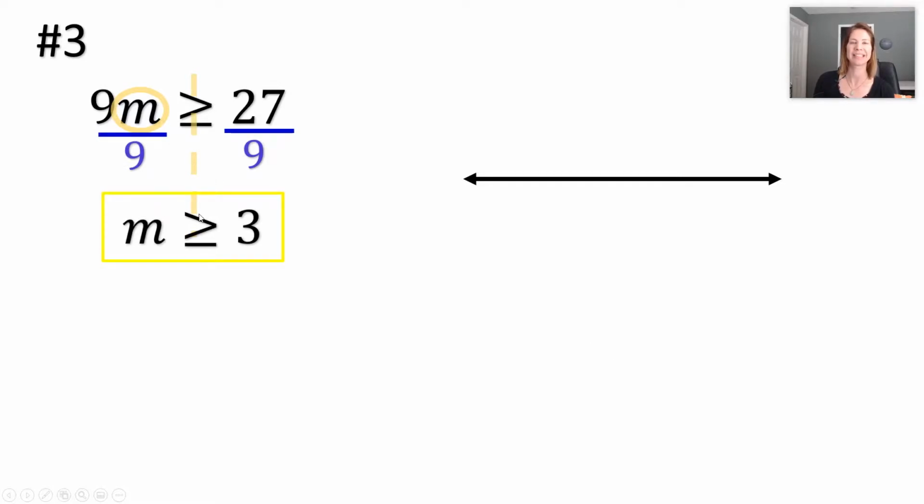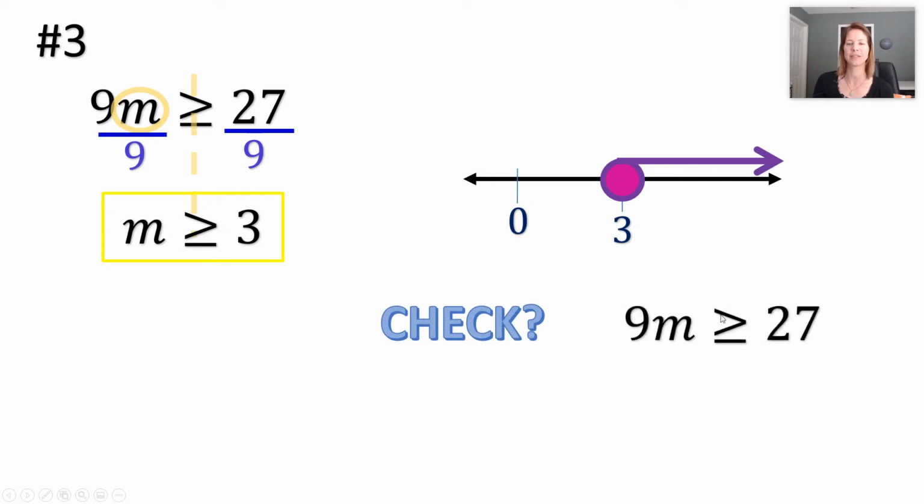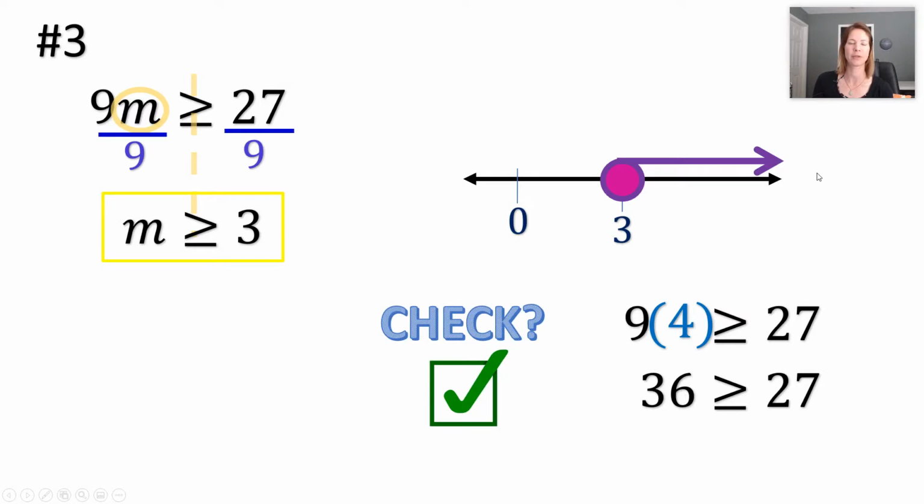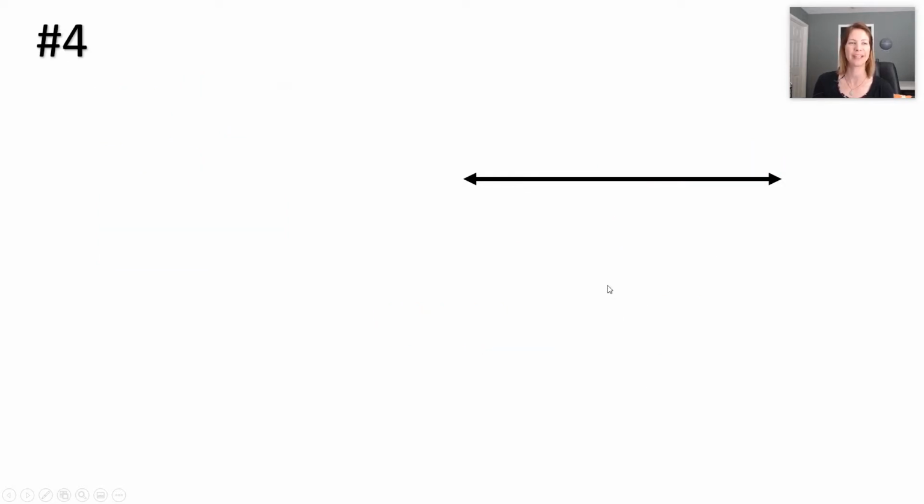So m is greater than or equal to 3 becomes our solution. We'll graph it at 3, shaded in to the right. And to check this one, 0 is not a solution because 0 is less than 3, and our solution says all the values have to be greater than 3. So I could plug in 4, 5, 6, anything greater than 3 to make sure it works. Well, if I simplify this, 36 is greater than 27, so it is true. And our graph is pointing the right direction and way.